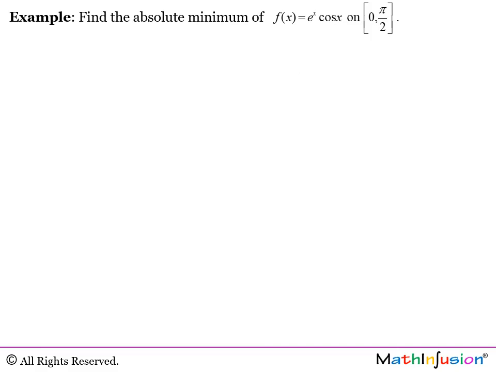Another example. Find the absolute minimum of the function f(x) equals e to the x times cosine x on the closed interval 0, pi over 2. Please pay attention. f(x) is a product of two continuous and differentiable everywhere functions, e to the x, which is an exponential function, and the cosine function cosine x.